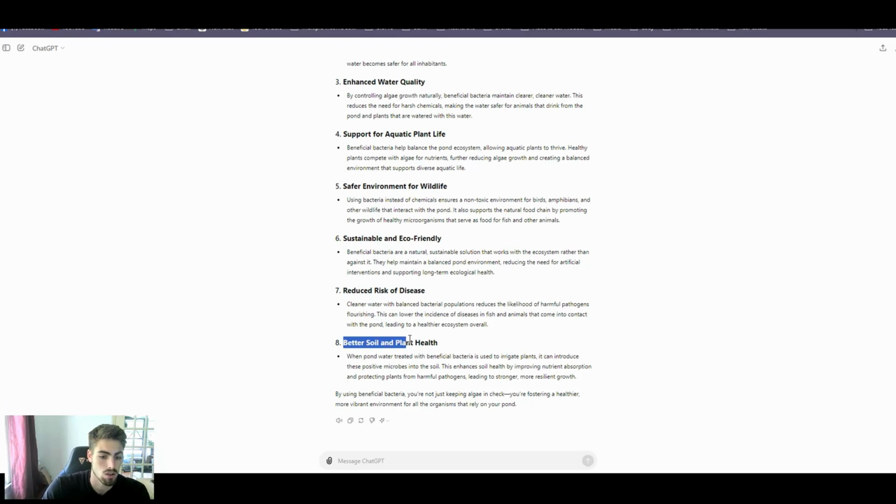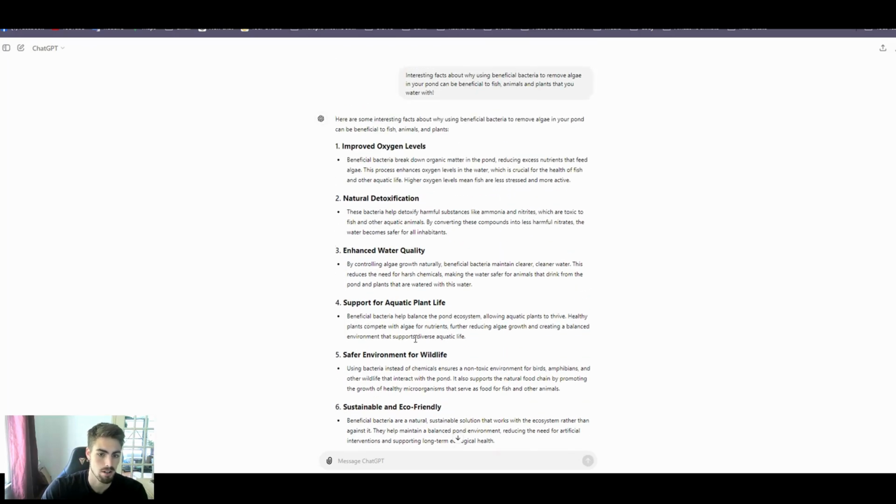Now, in plant health, it will actually help to increase the biodiversity in the soil if you water your plants with this water that you added beneficial bacteria to. It will increase the nutrient absorption of the plant and it will boost the root system of any plant. So it is actually very, very beneficial for all the ecosystem around the pond. And no matter what you use the water for, it will also be beneficial.